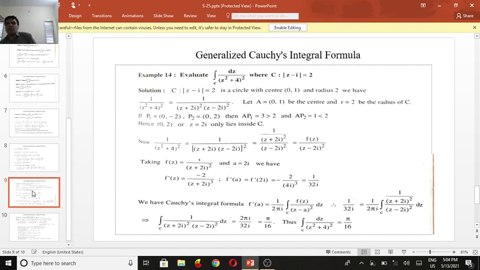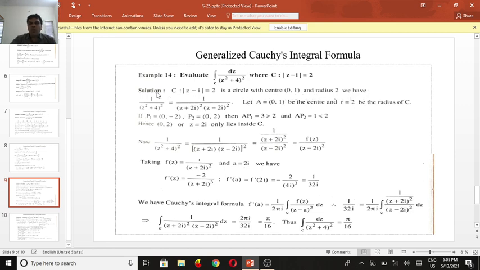So we come to one more problem. The integral of dz divided by z square plus 4 whole square, where c is such that mod z minus i equal to 2. So we take c such that mod z minus i equal to 2, which is a circle with the center 0, 1 and the radius 2.